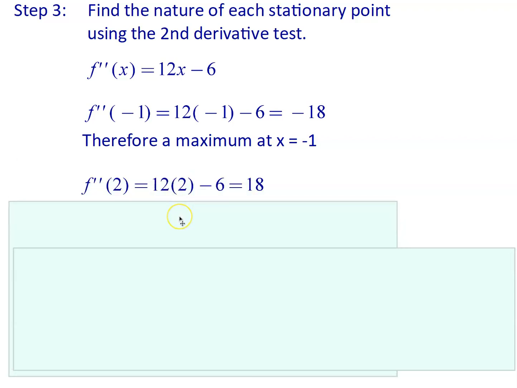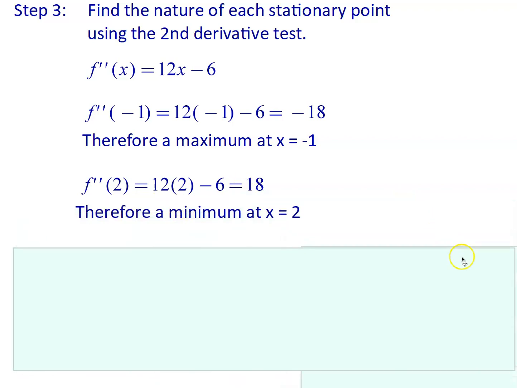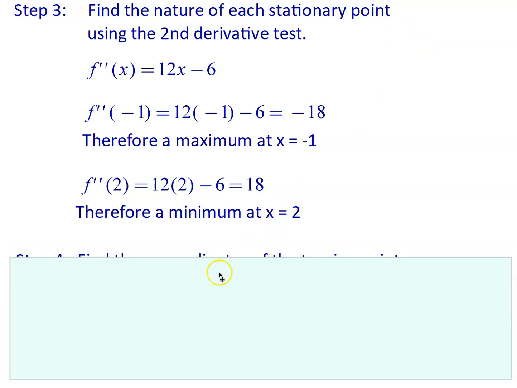Okay, second thing we do is we put in the second x-coordinate of a turning point, which is 2. Evaluate that, we get +18, and that tells us that because it's positive, we must have a minimum at that point. And finally, we've got to then work out the y-coordinates of that.